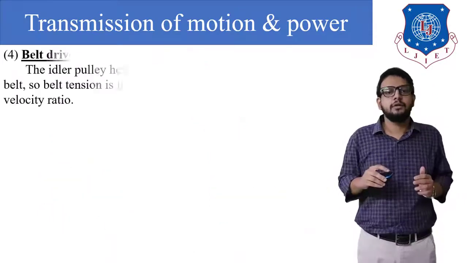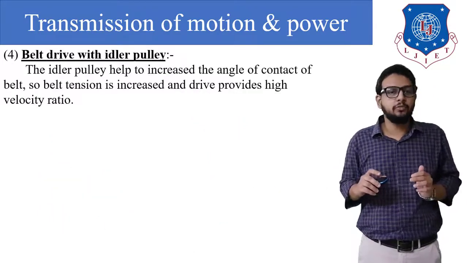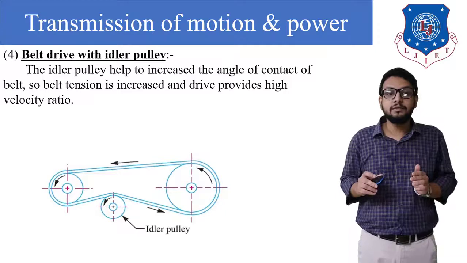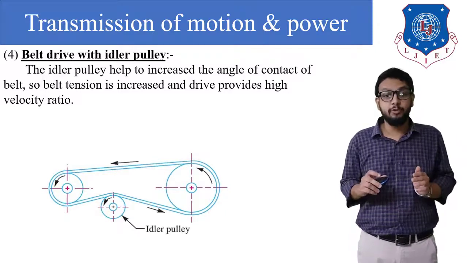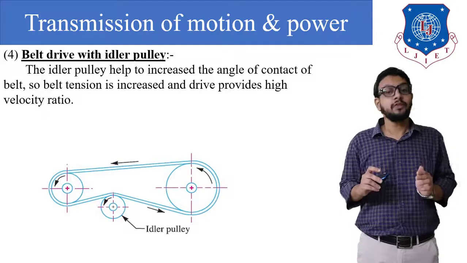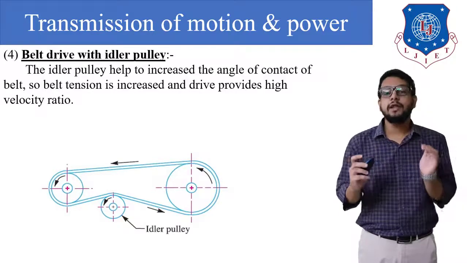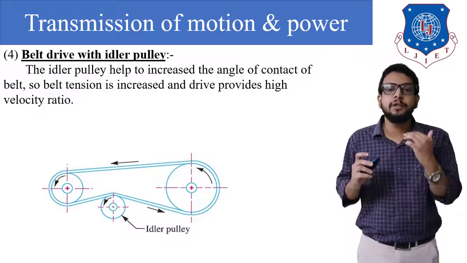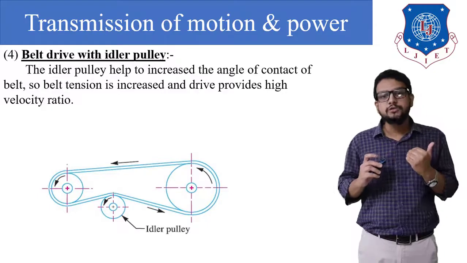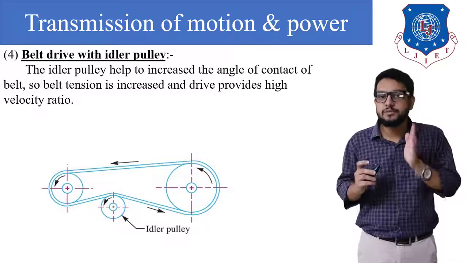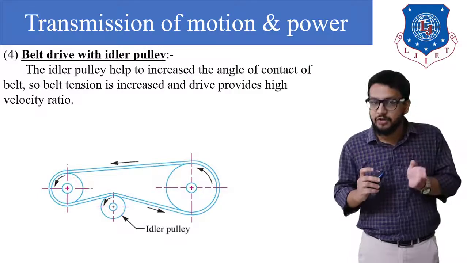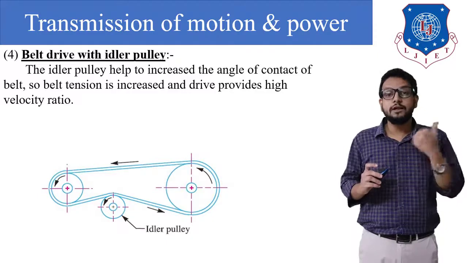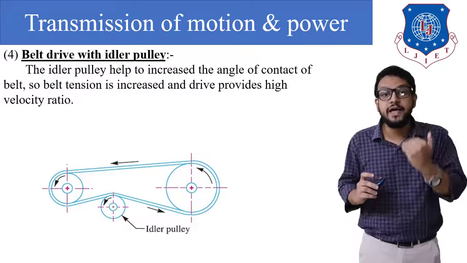Okay guys, now the next type is belt drive with idler pulley. The idler pulley helps to increase the angle of contact of the belt, so belt tension is increased and the drive provides a high velocity ratio. So basically whenever a slack side is formed, because of the slack side there are chances of slip between the belt and the pulley. If slip takes place, then transmission of mechanical power from the driving shaft to the driven shaft will be reduced. So how can we avoid that? We can avoid that by increasing the tension on the slack side of the belt.